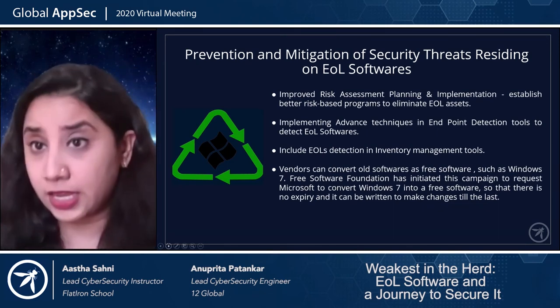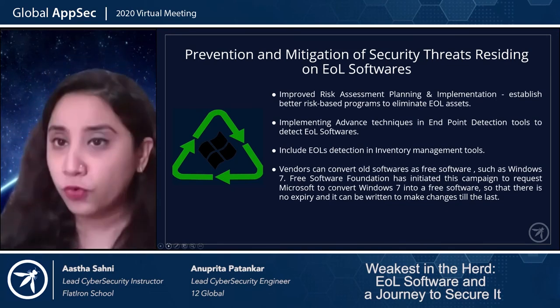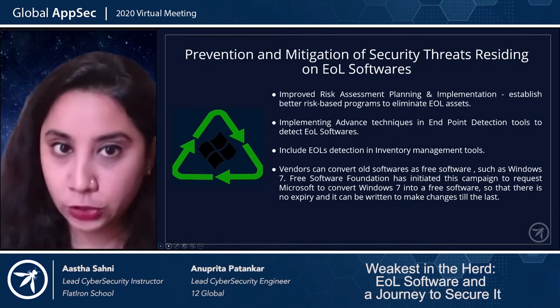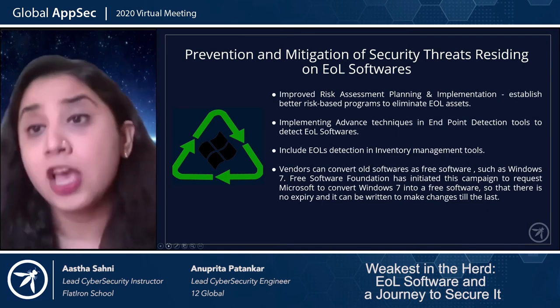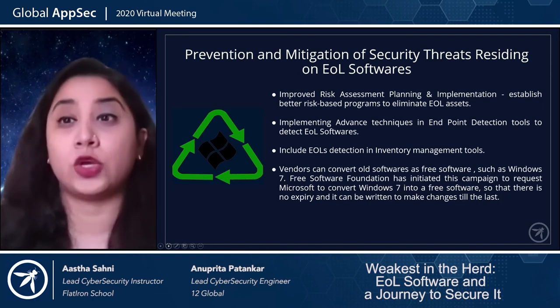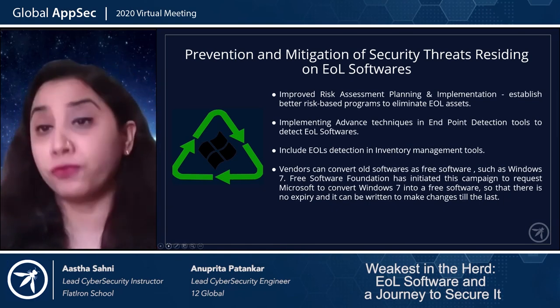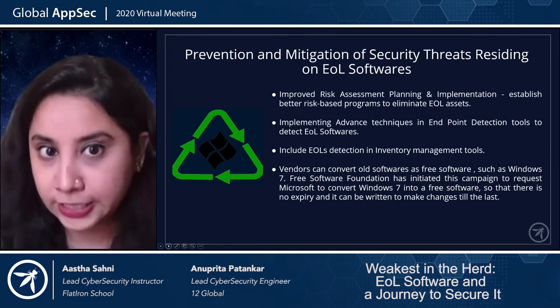So the very important thing is, in order to detect them on time, patch, upgrade, or remove them, the very first thing which we can do is improve our risk assessment plan. In our risk assessment plan and strategy, we can include detection of these EOL softwares so that we can calculate their risk rating for future possible threats and vulnerabilities.